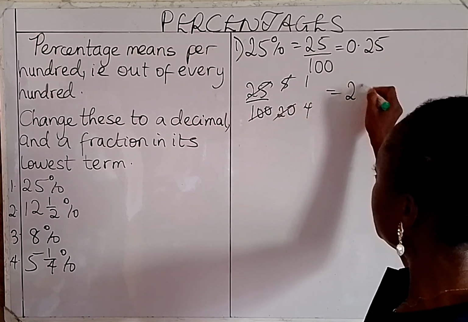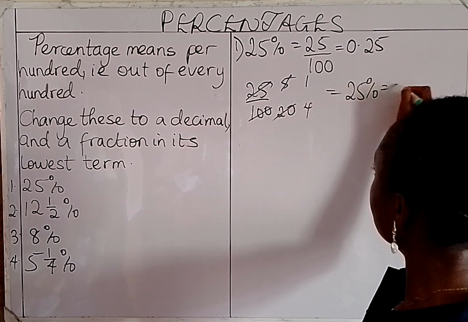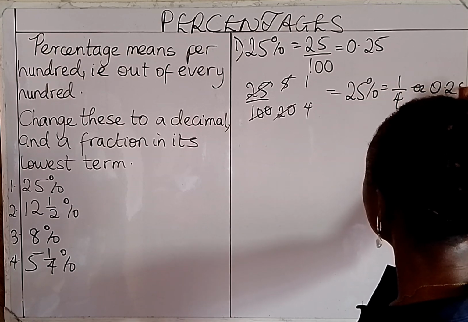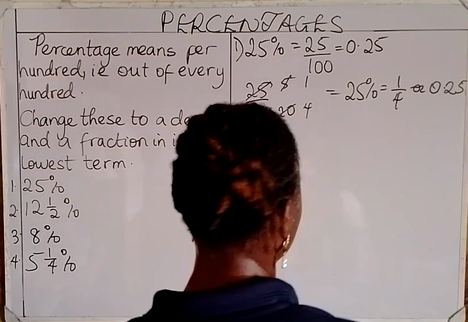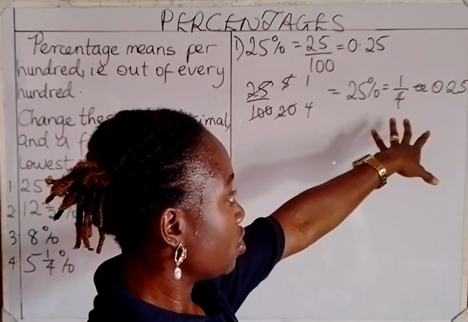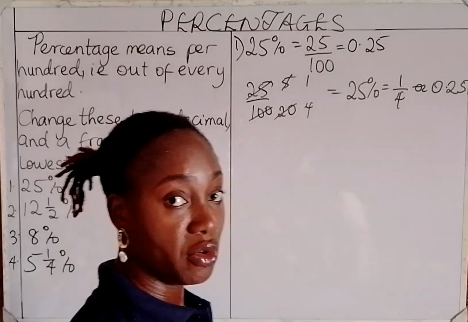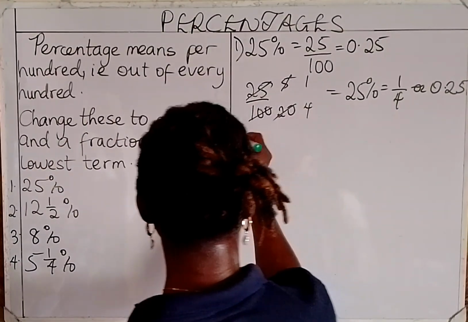This means 25% equals what? 1 over 4, or 0.25. As you can see, we were able to reduce it to a fraction in its lowest term, and also to a decimal fraction.